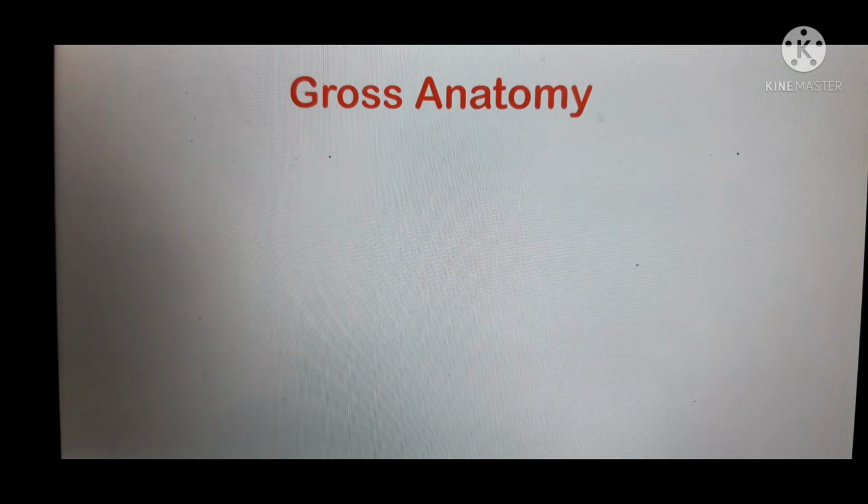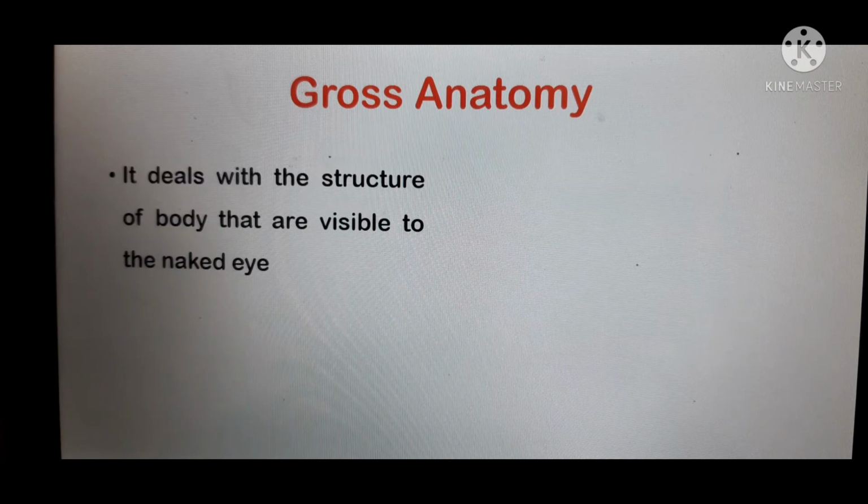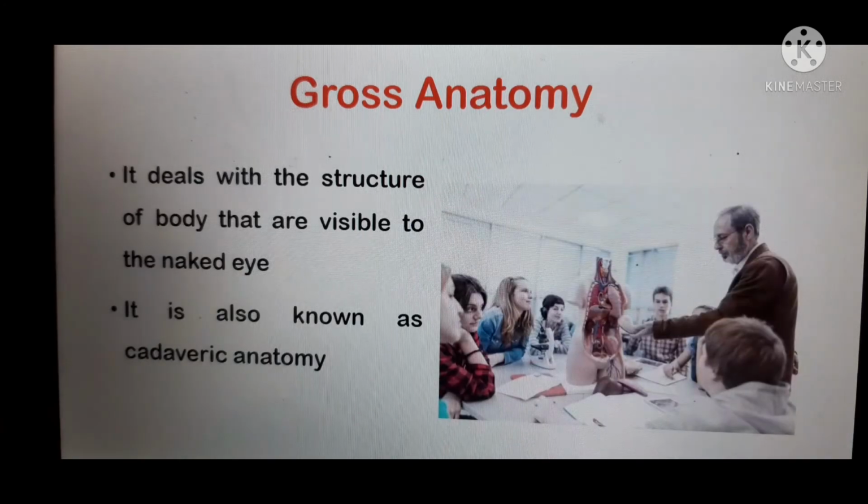What is gross anatomy? The branch of anatomy that deals with the structures of the body that are visible to the naked eye. Gross means large, something that we see with our eyes and do not need a microscope. It is also known as cadaveric anatomy. Generally, gross anatomy is studied on dead bodies because you cannot dissect a living human just to study. For example, the structure of muscles, bones, and digestive organs can only be examined through dissection.